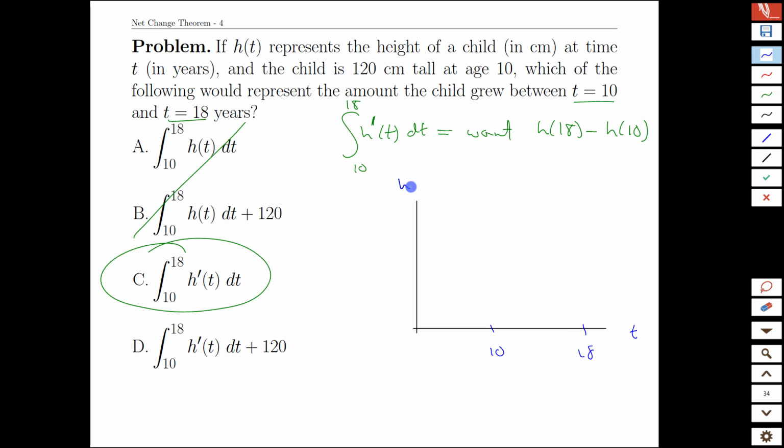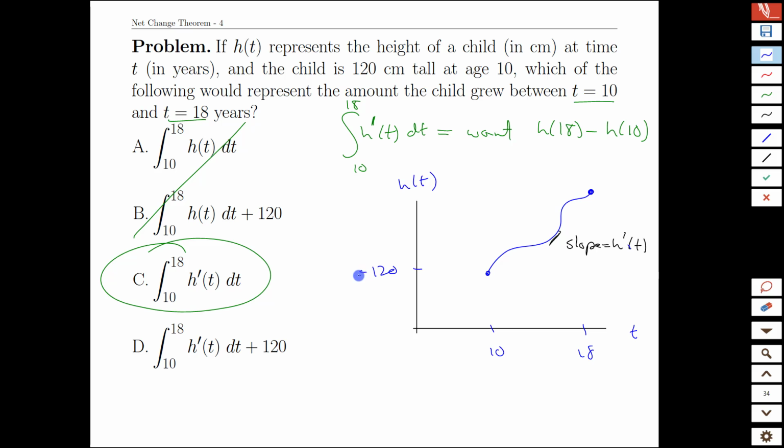If we imagine this graph of h of t between 10 and 18, we were told that this child started at 120 centimeters at age 10, and would have some other height later on, growing at different rates along the way. Those slope lines, thinking back to all the connections we had before, would be what we mean by h prime of t in this formula here. So if we measured daily at what rate they had grown, then we would have that information. This integral, again between time 10 and time 18, represents the change in height.